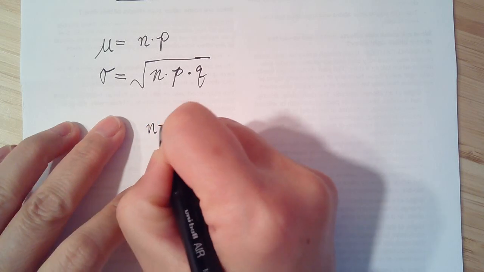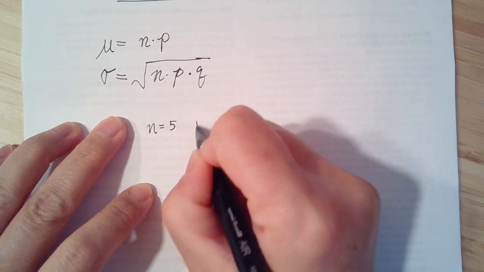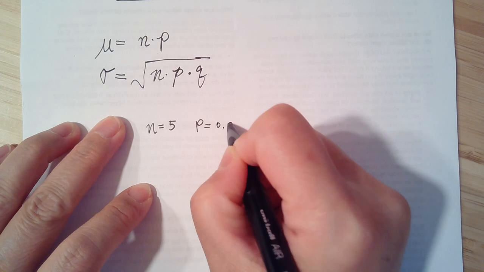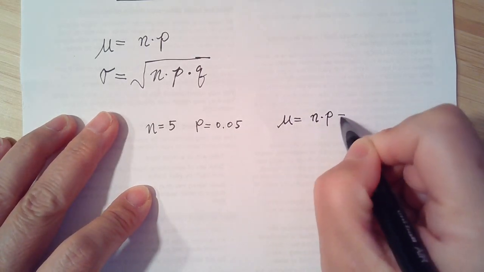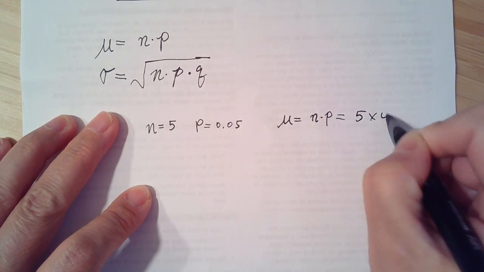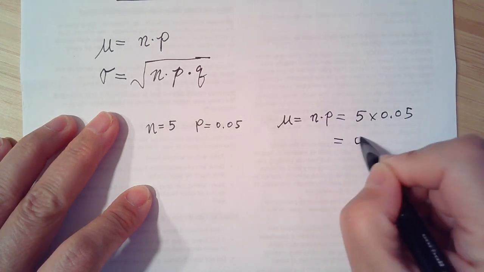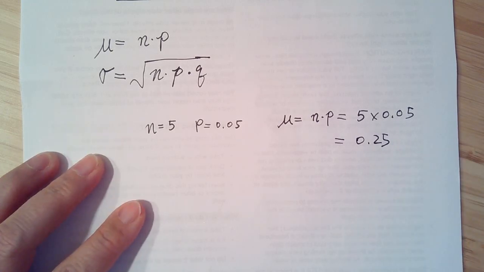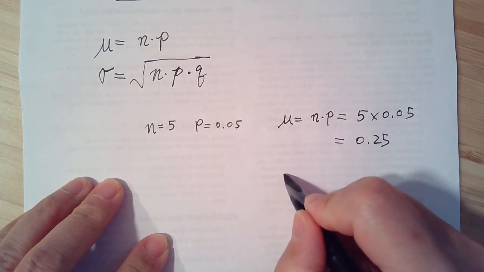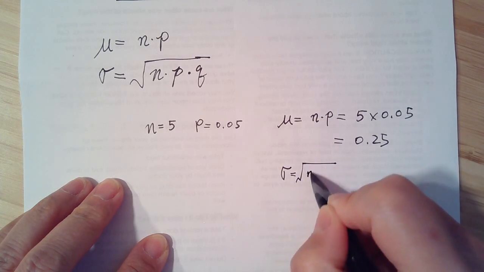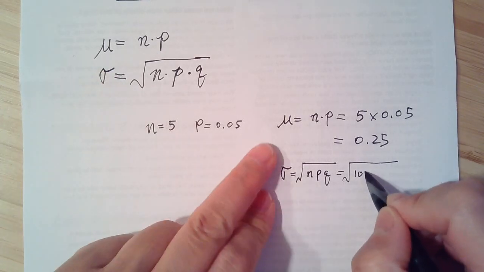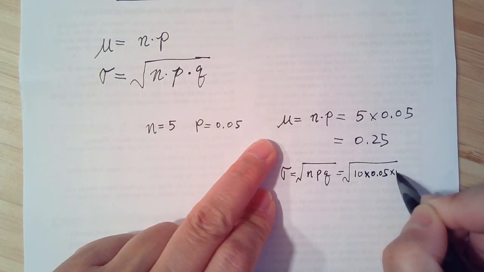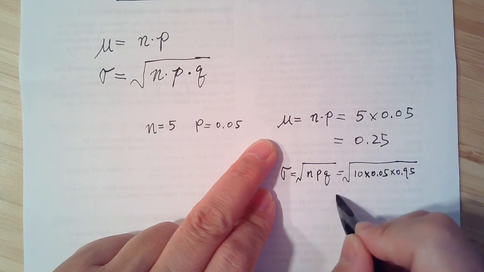In the vegetarian example, we have n equals 5 people and the probability p equals 0.05. What is mu? Mu is n times p, that means on average 5 times 0.05, so on average there are 0.25 vegetarians. So what is the standard deviation, which is the square root of npq? That will be the square root of n times 0.05 times 0.95, and you take a square root.